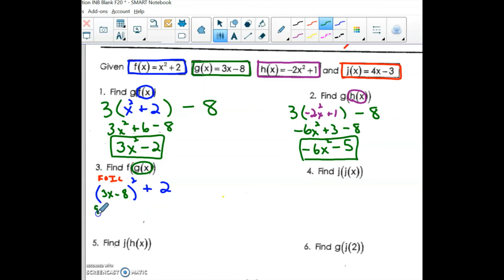This is 9. I'll use blue, I'm sorry. 9x squared minus 48x plus 64. That's the FOILing. So if you need to, write it out twice, FOIL it out. Multiply 3x times 3x, 3x times negative 8, etc., etc. Bring the 2 back into the problem and finish it up. 9x squared minus 48x plus 66.